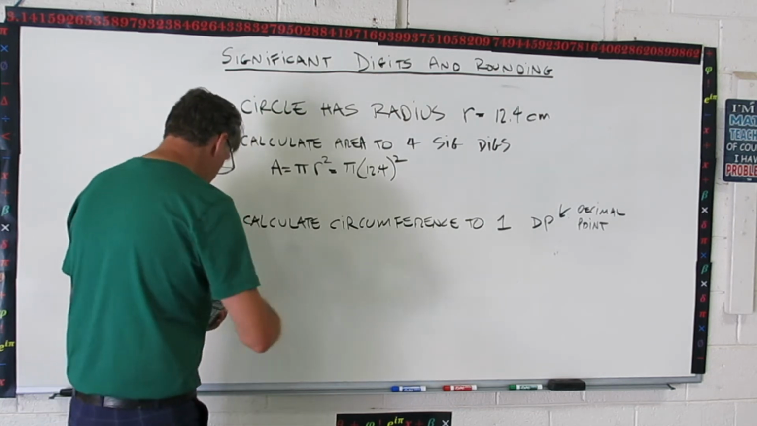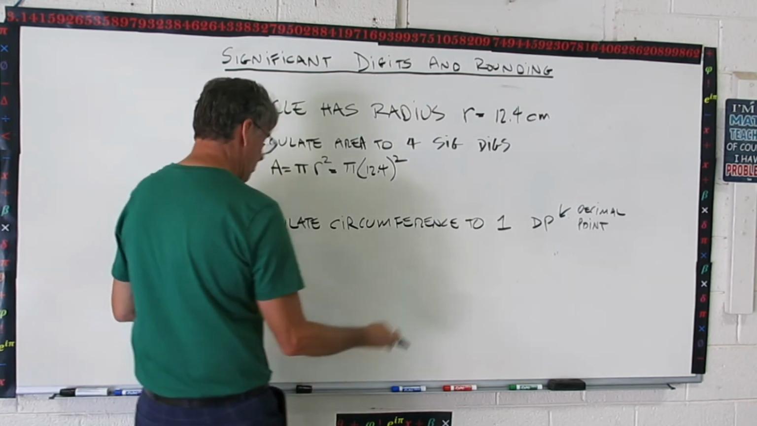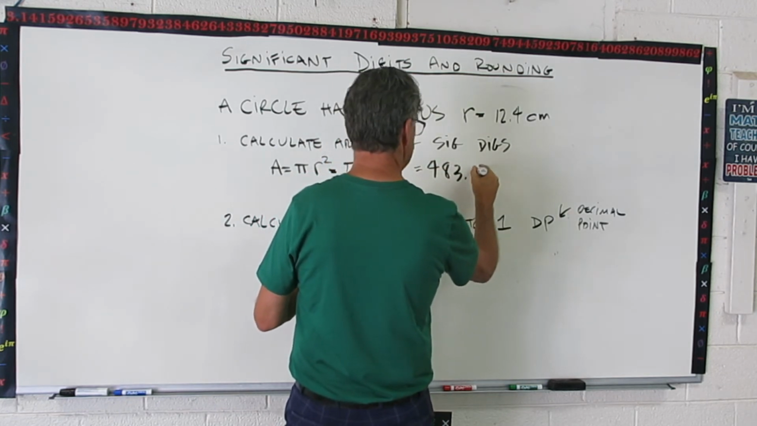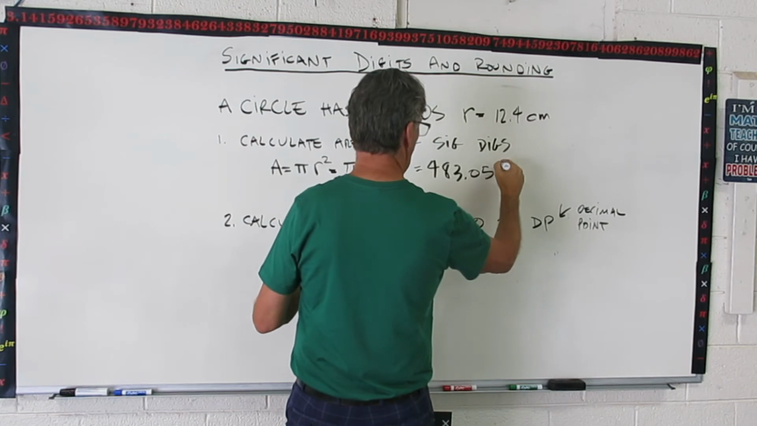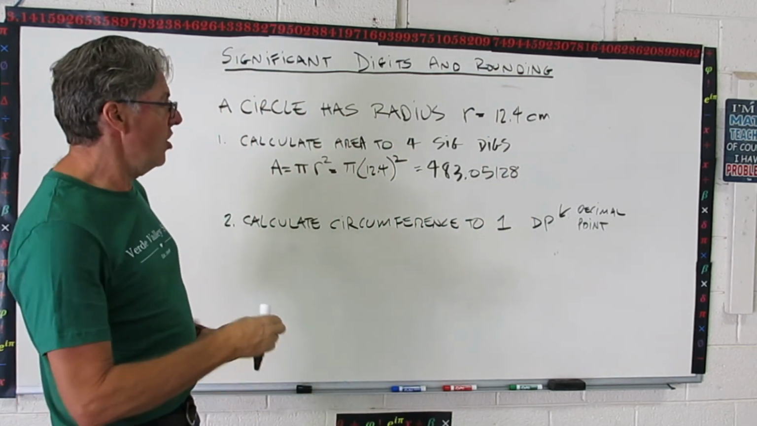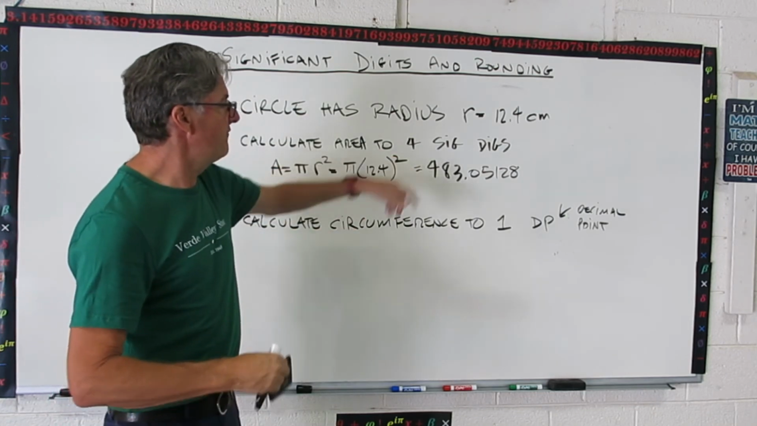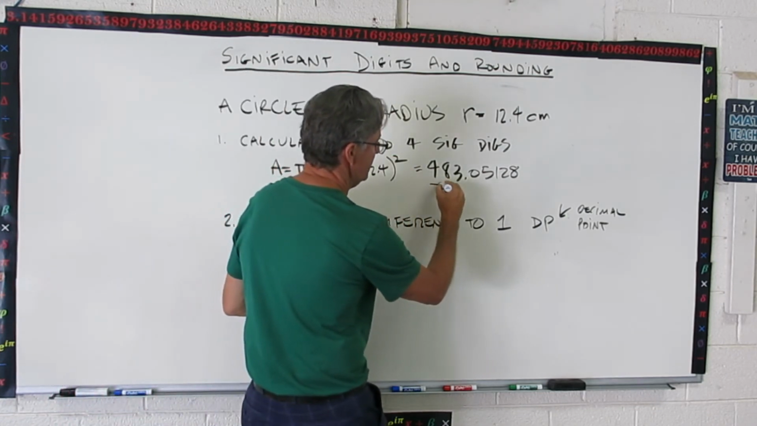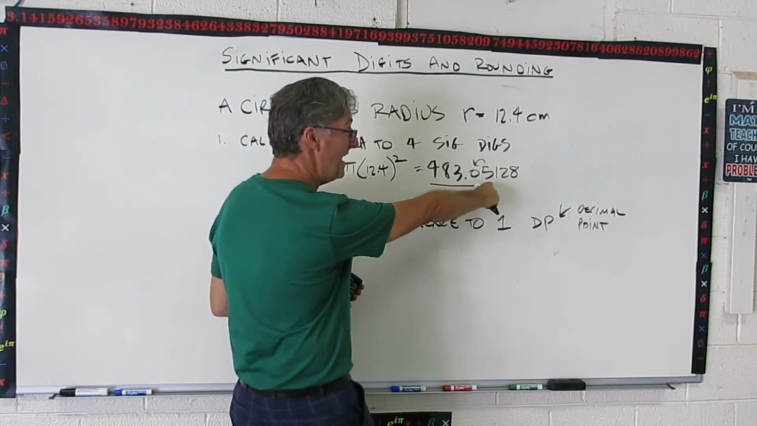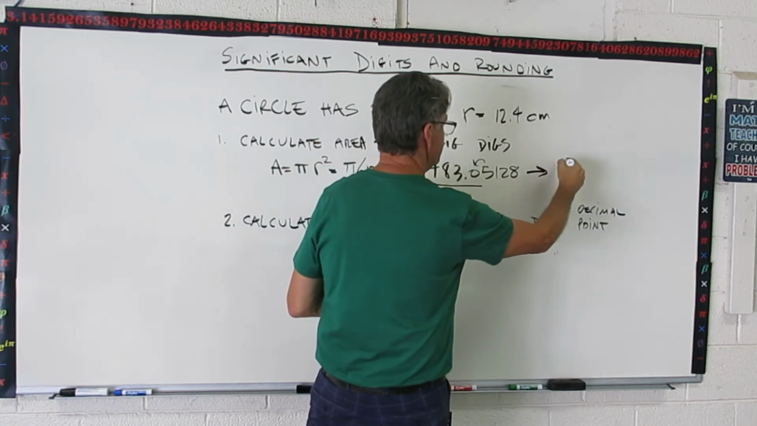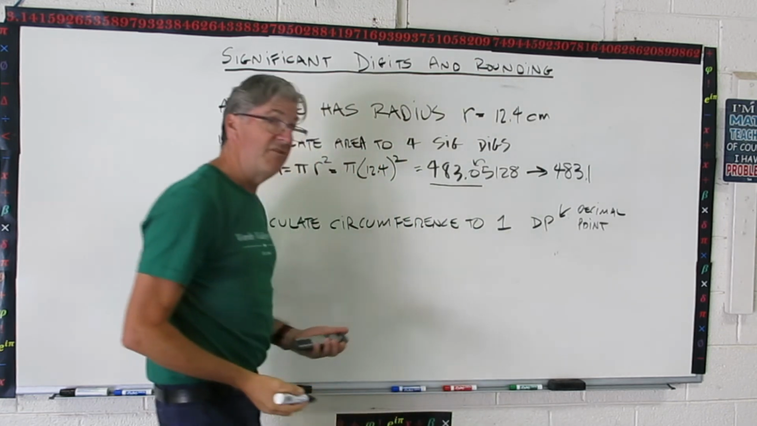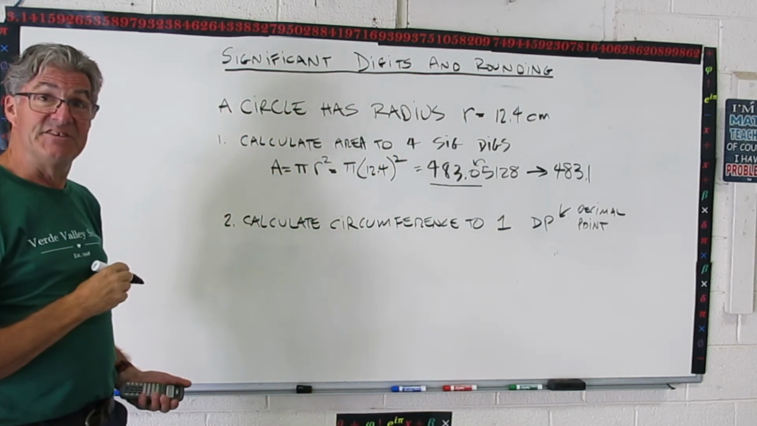And so what I get here is 483.05128. And I got a few more decimals. I'm going to stop there because I already know I only need 4 sig figs. So here it is, 1, 2, 3, 4. So I look to the next one, and that is a 5 or bigger. So this is going to round to 483.1. So that's a correct treatment of that instruction.